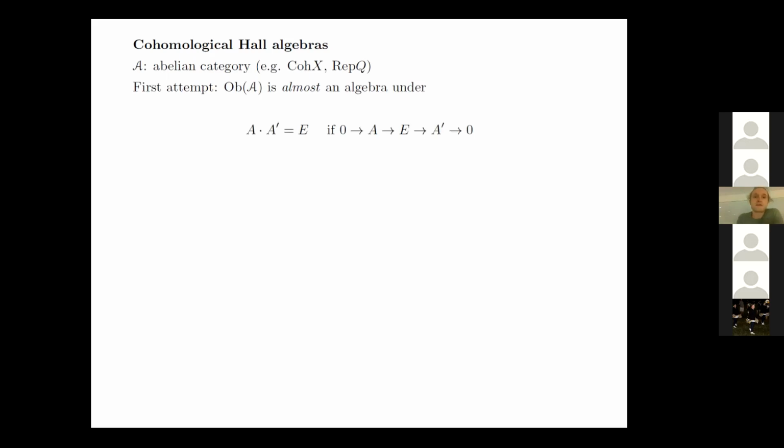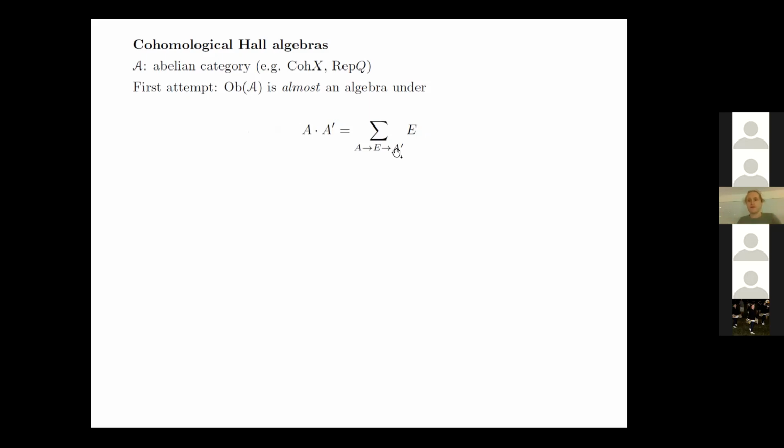A first attempt to get an algebra structure from this is by Hall, which is where the name comes from. The set of objects in A is almost an algebra under this multiplication law. Given two objects in the category, if you have an extension, then the product of these two objects is just the extension. Obviously this is not well defined, since there's more than one extension. So perhaps we should just take the sum of all extensions.